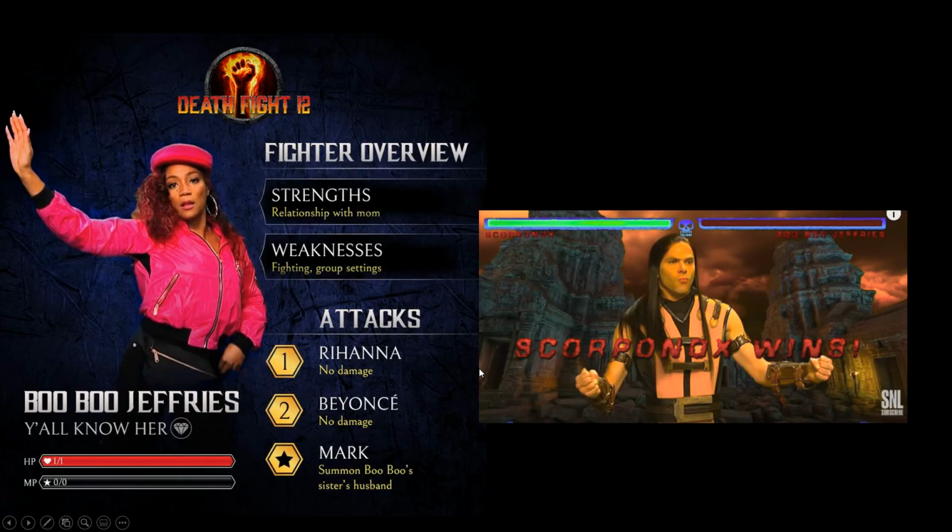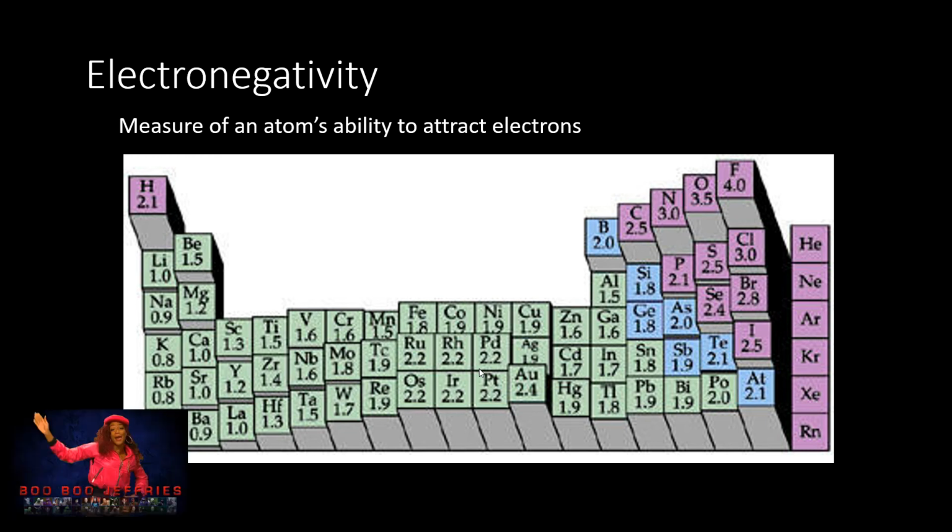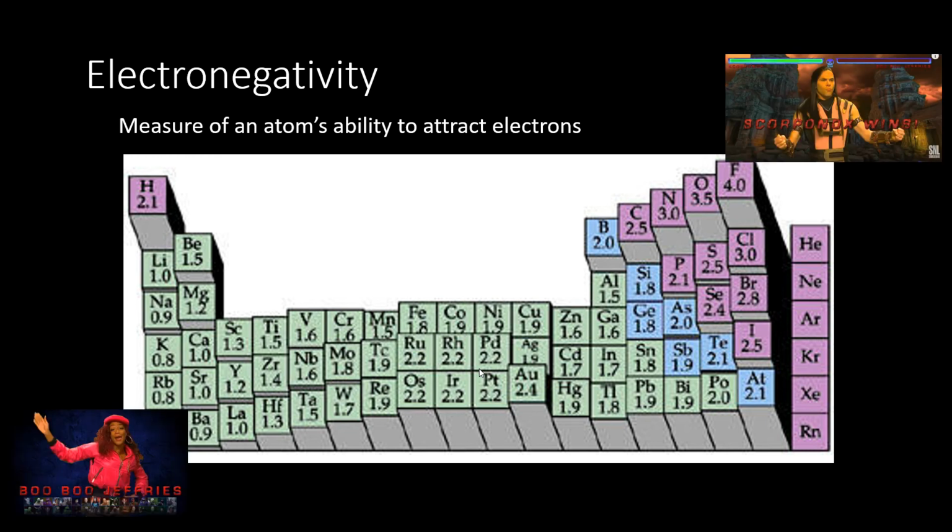All right, so we discussed Boo Boo Jeffries and Scorponok and how Boo Boo Jeffries does not like to fight and Scorponok loves to fight. He's a really good fighter. So that is measured on the periodic table by electronegativity. Boo Boo Jeffries is down in this corner here with the metals, and Scorponok is up here with the halogens and non-metals. So these are sort of the ratings you would have if you threw an electron between these two atoms, how well they would fight.